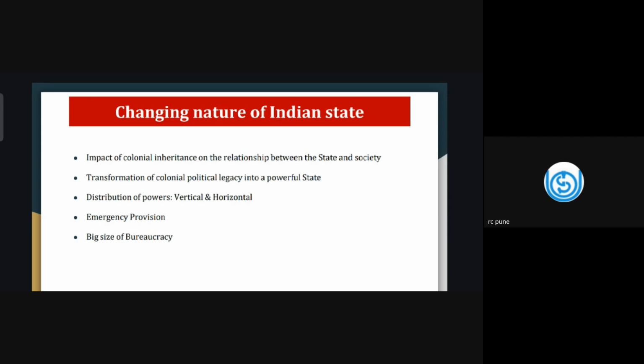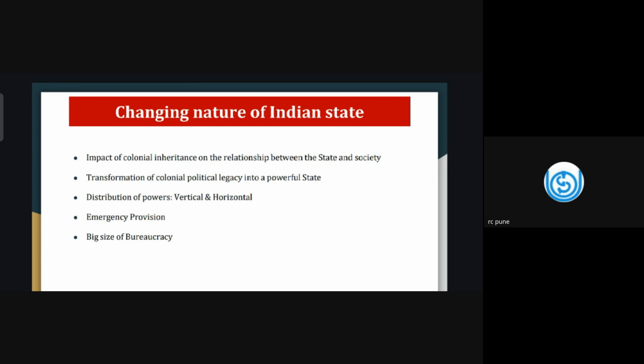So this is what we call a strong center framework, where the central government dominates over the rest of the states. And we have taken this model from Canada, because in Canada also they have a strong central framework where the central government has more power and state governments have less.